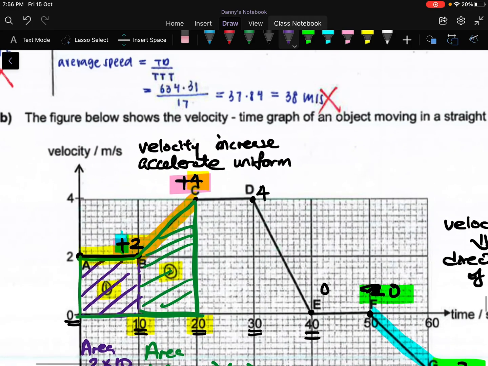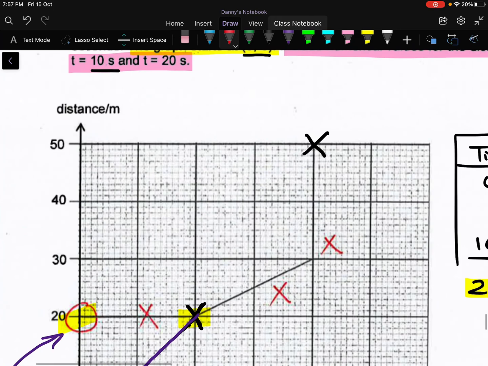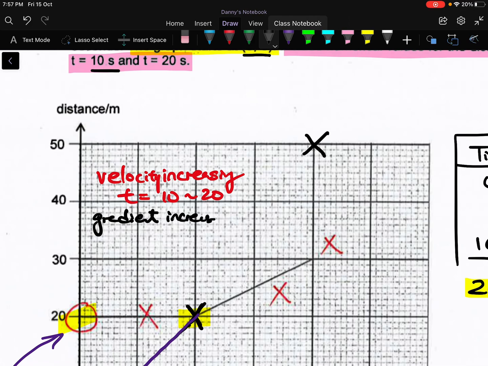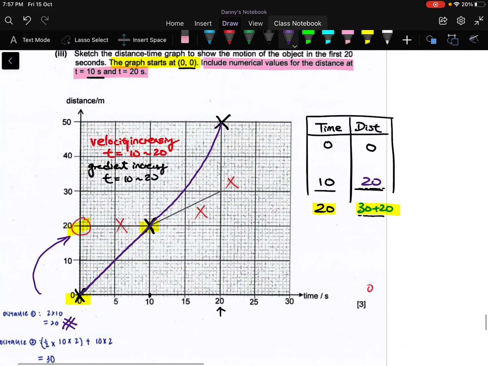Next I refer to here, I can see that my velocity is rising, so a rising velocity would translate to a rising gradient. I know that my velocity is increasing between time equals to 10 to 20. So therefore I know that my gradient will be increasing from t equals to 10 to 20. So it means that it will be a curve, and I will curve it up gently like this, freehand and a beautiful curve. So that's how you score this part.